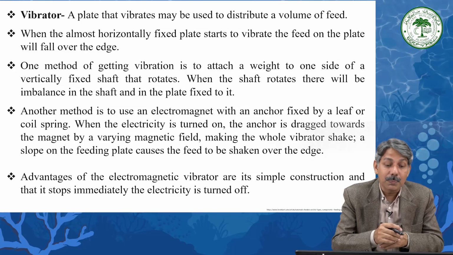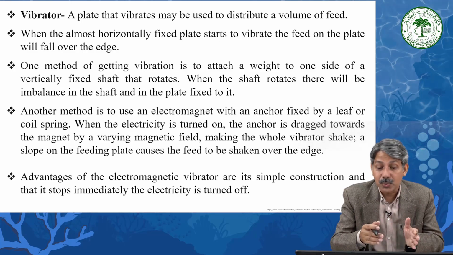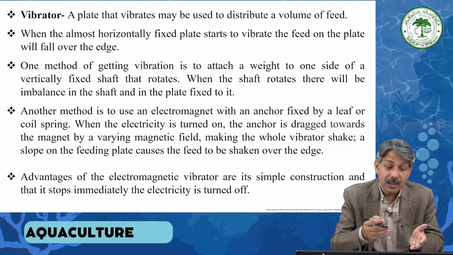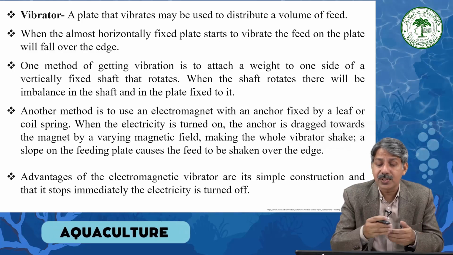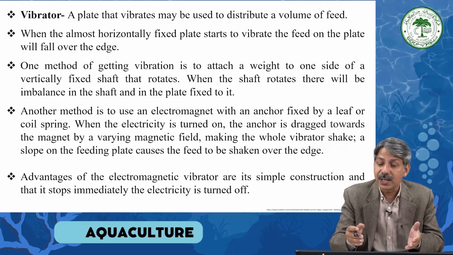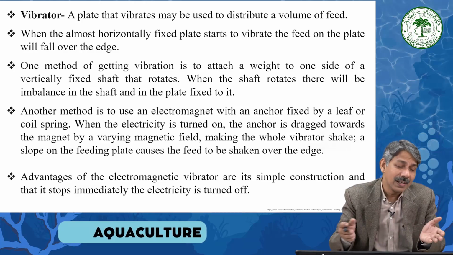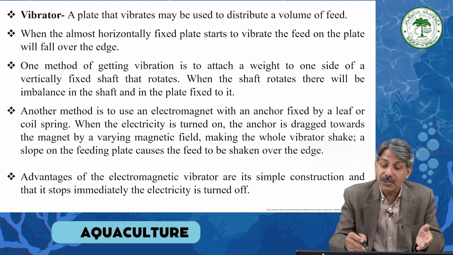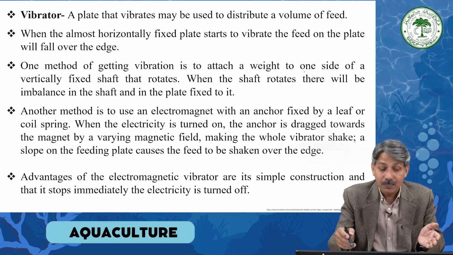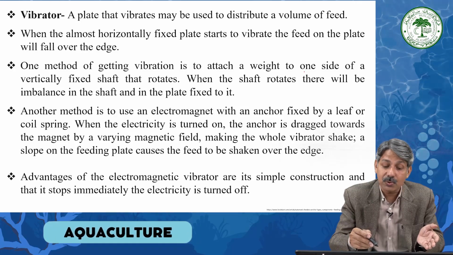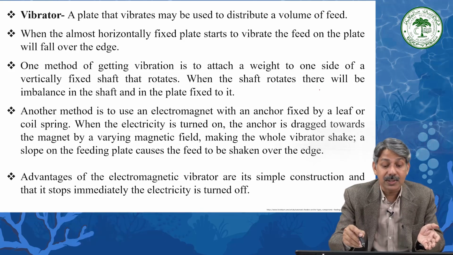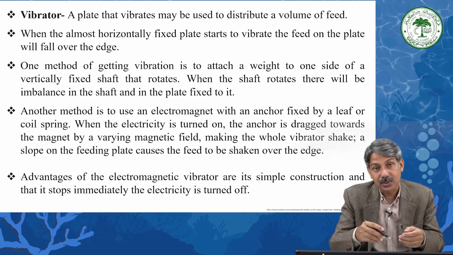How does a vibrator work? A plate that vibrates may be used to distribute a volume of feed. When the almost horizontally fixed plate starts to vibrate, the feed on the plate will start falling down from the edges. One method of getting vibration is to attach a weight to one side of a vertically fixed shaft that rotates. When the shaft rotates, there will be imbalance in the shaft and in the plate fixed to it.